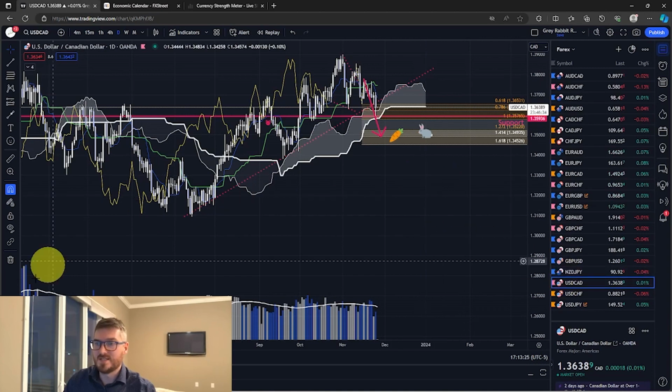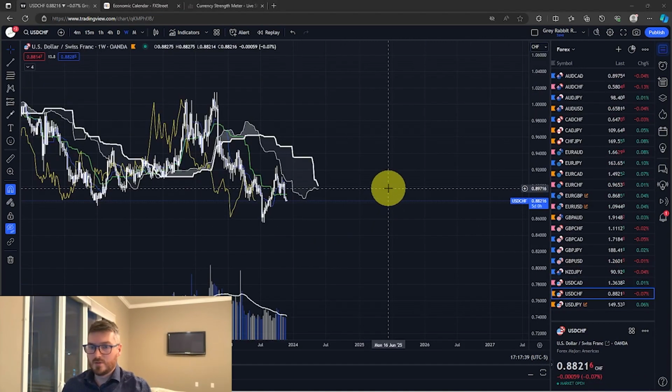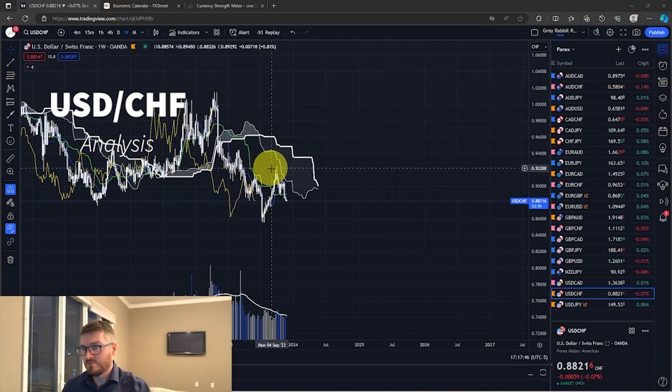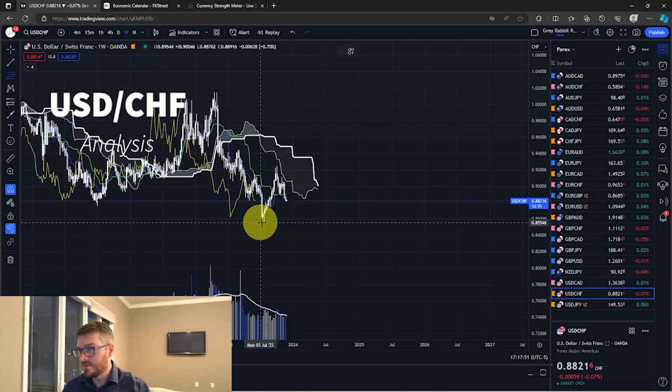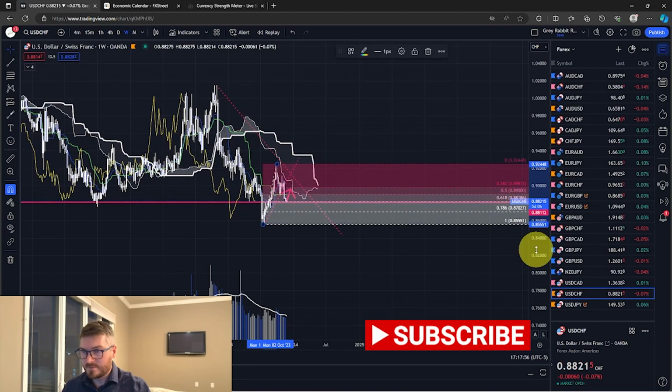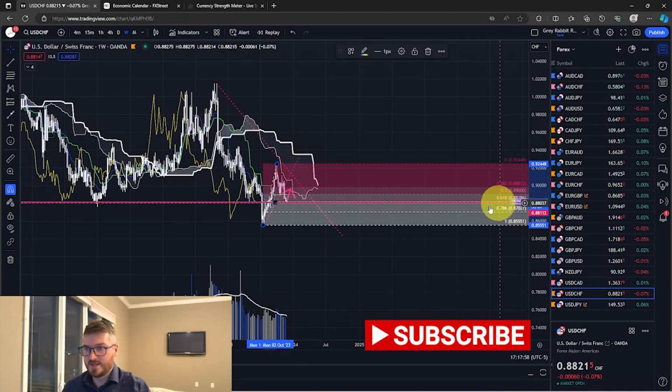This is USD CAD. Okay, guys, this is USD Swiss franc on the weekly. I just have this marked as orange this week. And that's because we've already seen a nice retracement here on this level. This was down to the 0.618 level, so I'm expecting a support here.